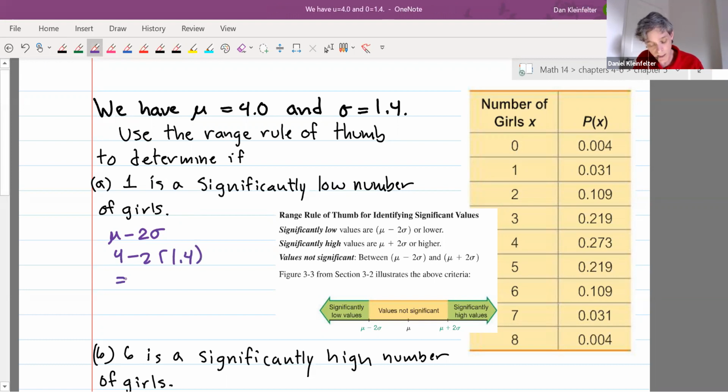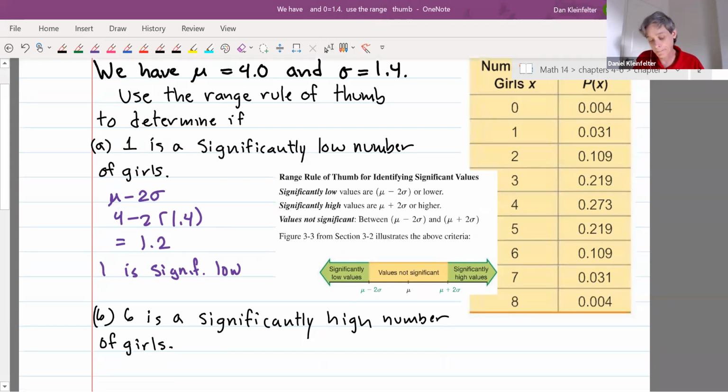Okay, so this gives us 4 minus 2.8, which is 1.2. So 2 standard deviations below the mean would be 1.2 girls out of 8. So 1 is significantly low because it's more than 2 standard deviations below the mean.